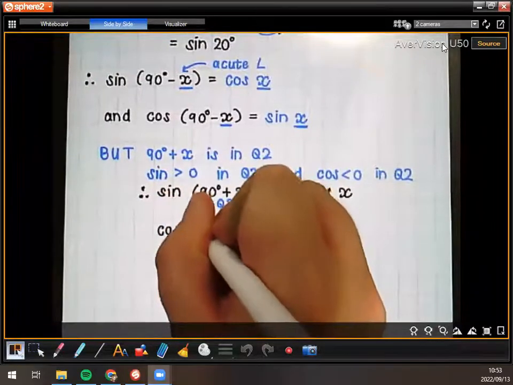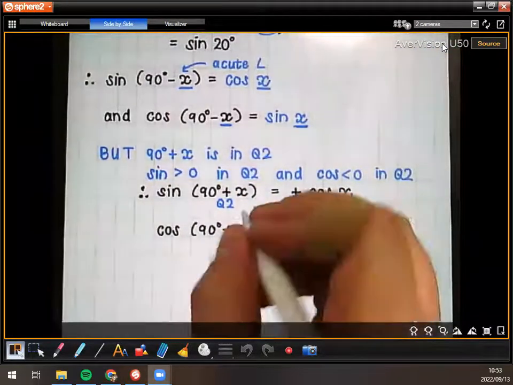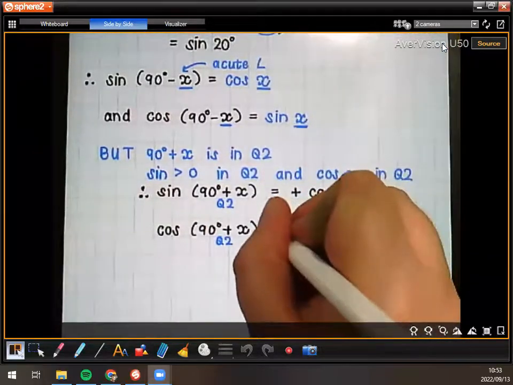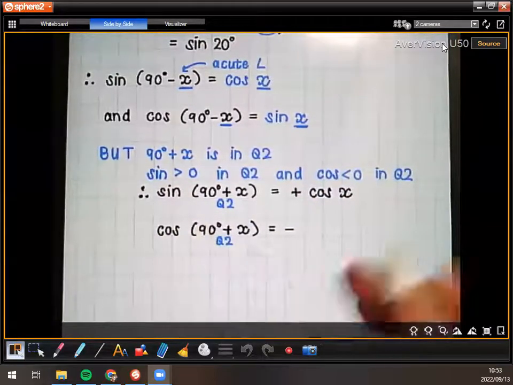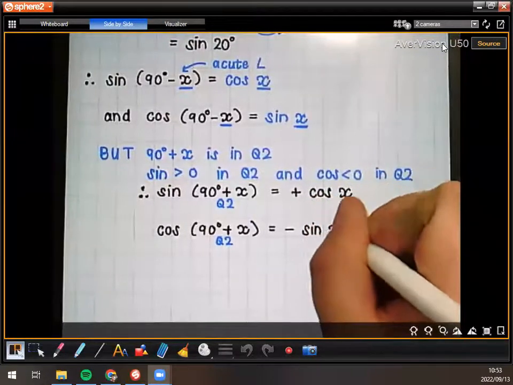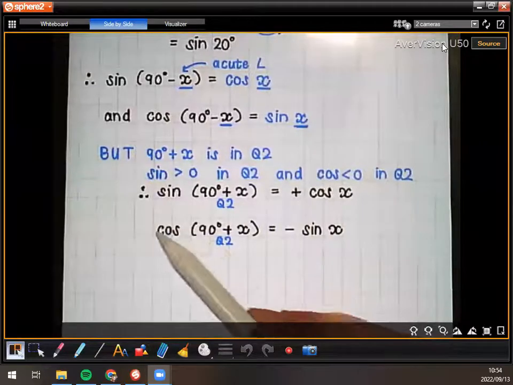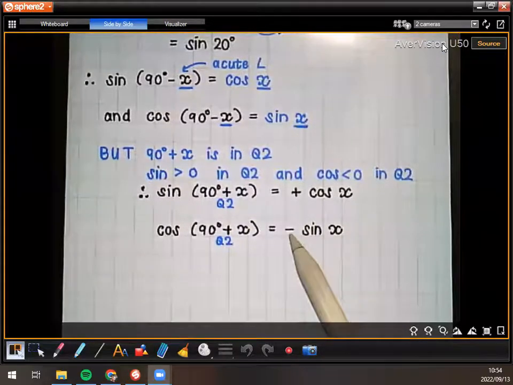But now cos of 90 plus x is now the one that's different. Again, you'll say which quadrant is 90 plus x? Quadrant 2. What is cos in the second quadrant? Negative. So this now becomes negative. And what do I change cos to? So there's a 90 plus sine. Okay, so that's actually the only correlation that will ever be negative, is cos of 90 plus x. Okay, because cos in the second quadrant is negative. So when you use that correlation formula, you have to change it to negative.